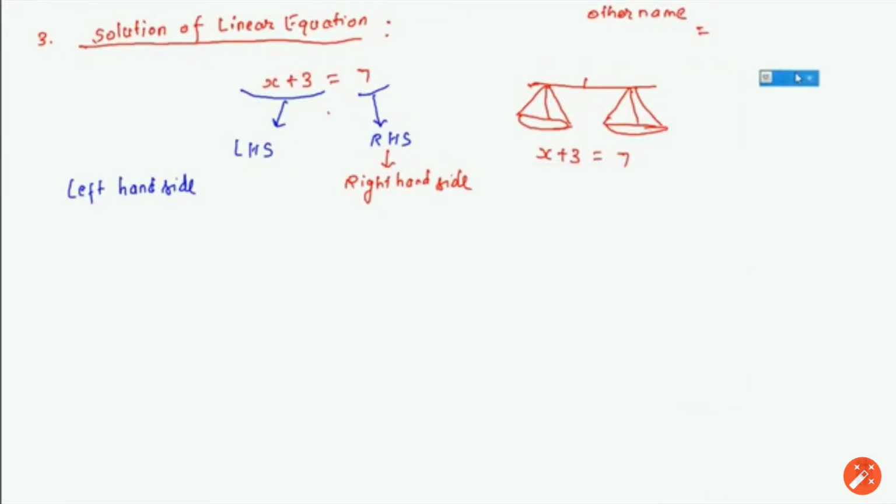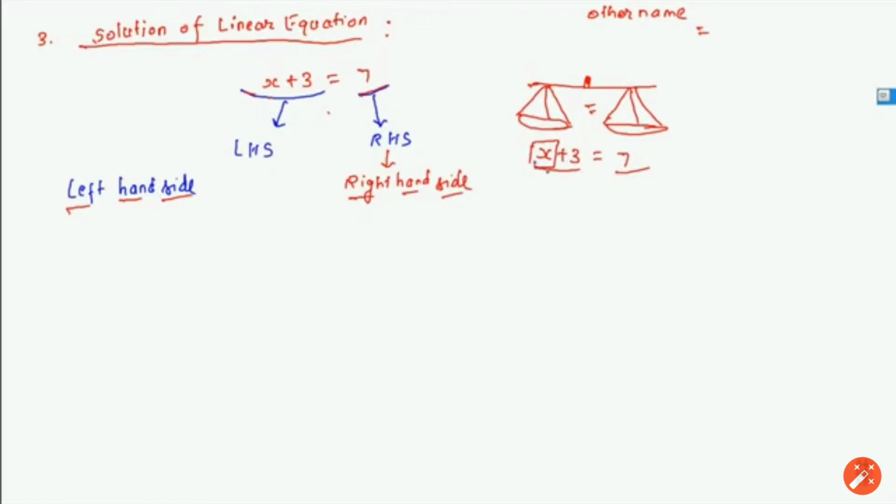Now we will understand solution of linear equation. How will we solve a linear equation? Here I am giving you an example. x plus 3 is equal to 7. The left side of the equal to sign is called LHS, left hand side, and the right side of the equal to sign is called RHS, right hand side. So the left hand side is x plus 3 and the RHS is 7, and between LHS and RHS is the equal to sign.